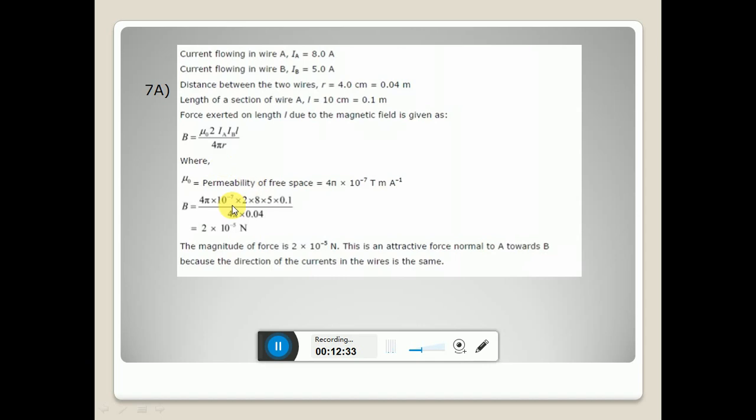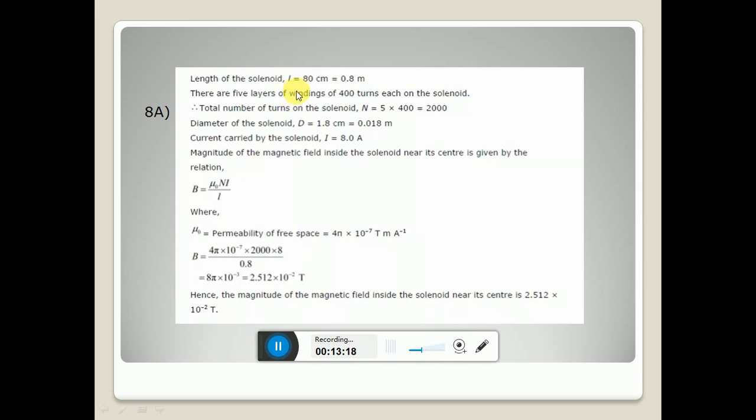So it is a direct question. You can apply that equation and you will get the force acting as 2 into 10 power minus 5 Newton. The magnitude of force is 2 into 10 power minus 5 Newton, and here the current is flowing in the same direction for both the wires, so the nature of the force will be attractive. If the current flows in opposite directions, the nature of the force will be repulsive. I already gave the explanation for this. At the middle of the two wires, the forces acting will be equal and opposite.